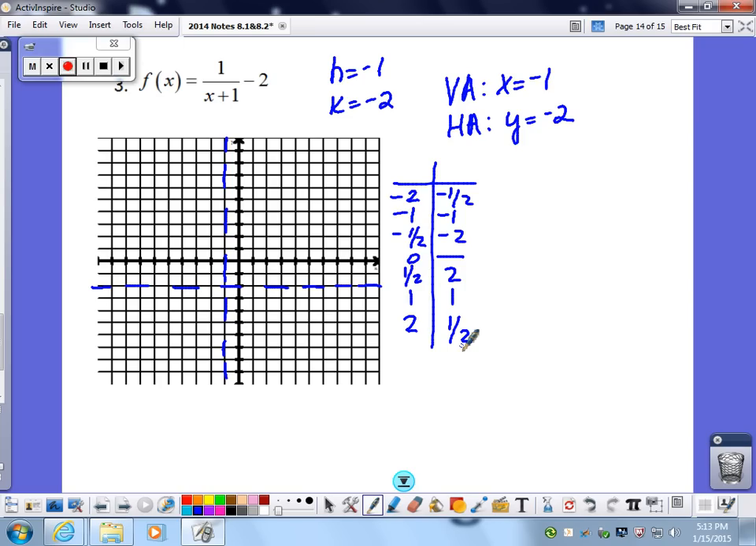Here again, my new counting point is the intersection of my two asymptotes. So let's do the negative half. Go left 2, down 1/2, left 1, down 1, left 1/2, down 2. I'm going to respect those asymptotes. We're not going to cross those asymptotes. Positive half: I'm going to go right 1/2, up 2, right 1, up 1, right 2, up 1/2. So we got those. There's our graph. These graphs have two pieces.